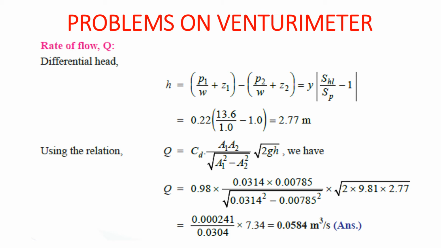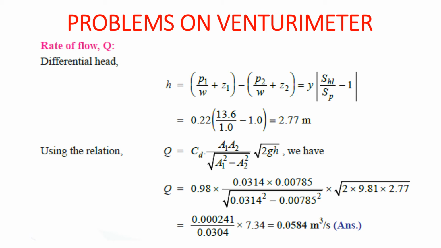Yes, so now you will observe that we have to calculate the differential head. The differential head is equal to P1 by W plus Z1 minus P2 by W plus Z2, and that is again equal to Y, that is, specific gravity of higher liquid divided by specific gravity of the liquid flowing through the pipe, minus 1. So Y is 0.22. We have inserted this value.